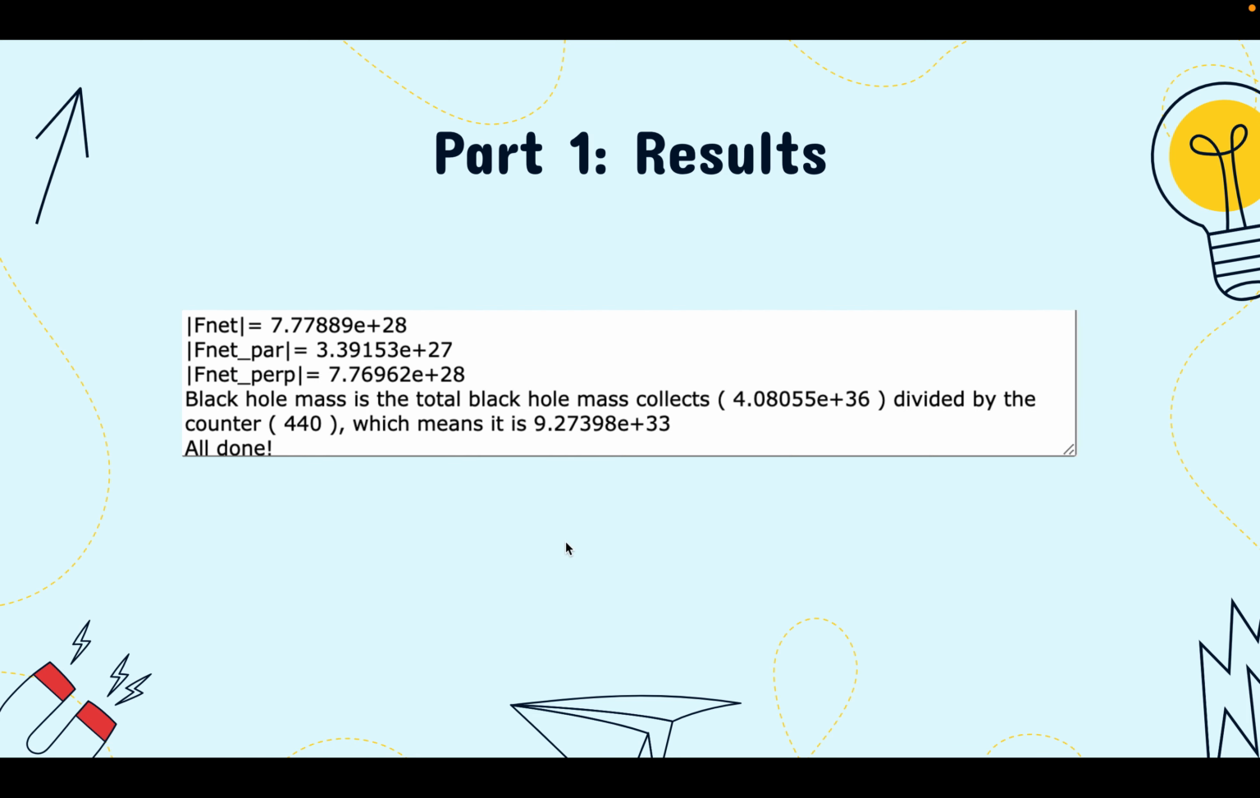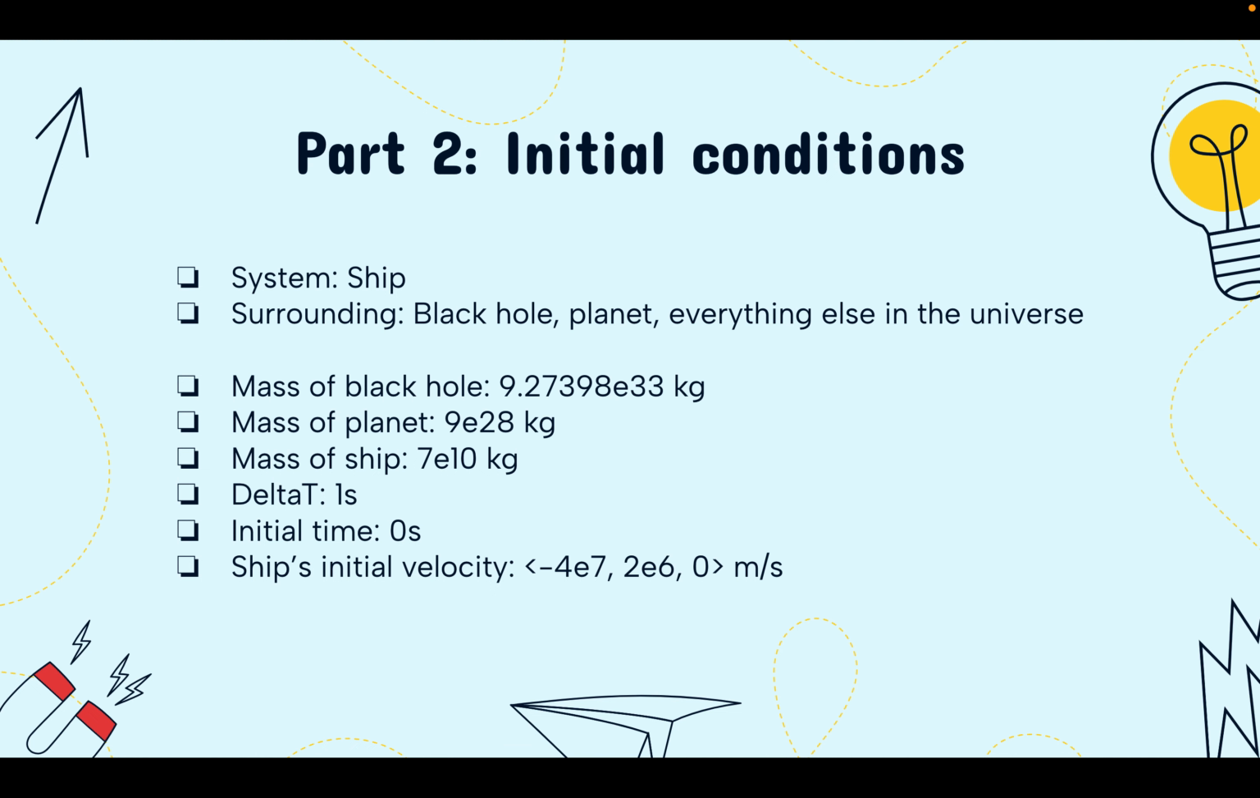Here are the results. F net is 7.7789 times 10 to the 28th. The parallel component is 3.39153 times 10 to the 27th. The perpendicular component is 7.76962 times 10 to the 28th, and the average mass of the black hole is calculated to be 9.27398 times 10 to the 33, which is what we use for the initial condition here.